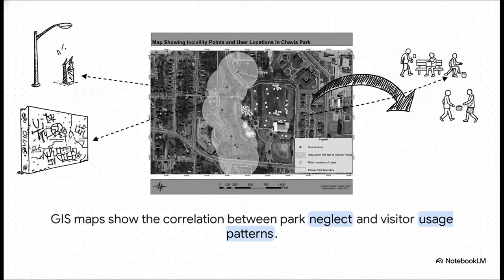In this study, researchers mapped out all the incivility points, things like graffiti, broken lights, litter, in a park. Then they layered that with data on where visitors were actually spending their time. And boom, you can suddenly see if there's a real-world connection between signs of neglect and actual human behavior. You're getting real evidence to guide safer designs.